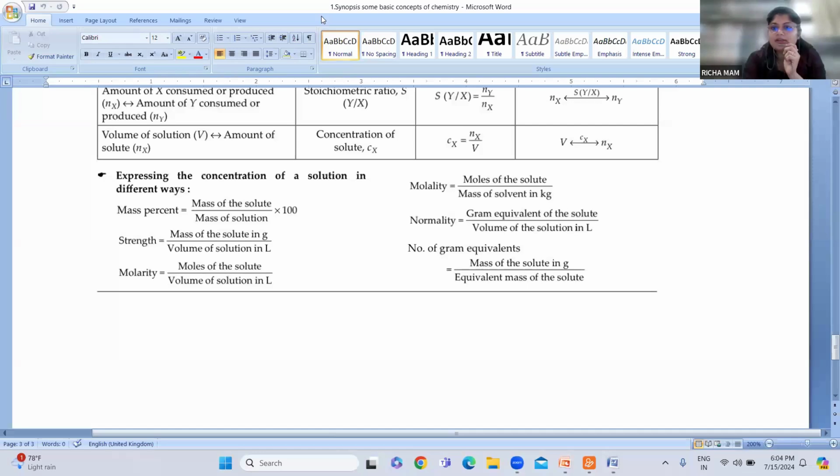Yes. So just a second. Okay, can you see the screen now, students? Is the screen visible? Yes.